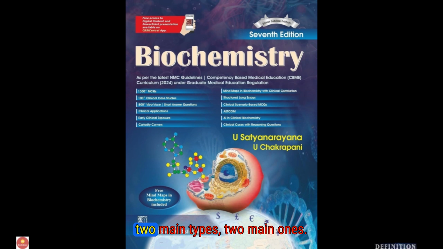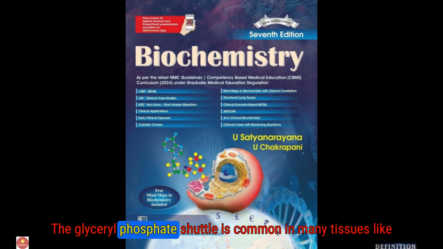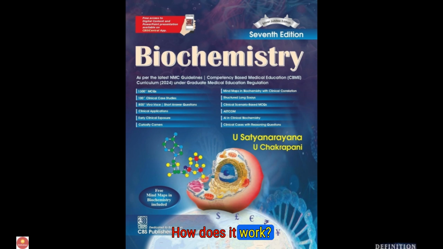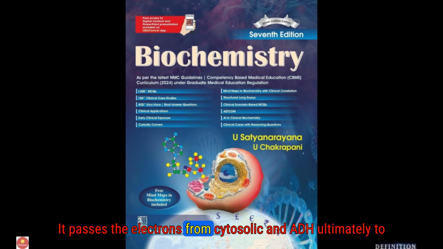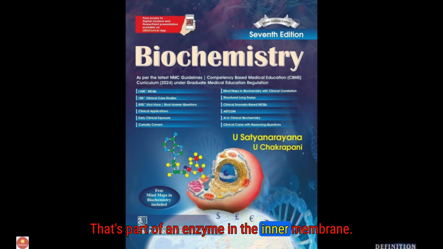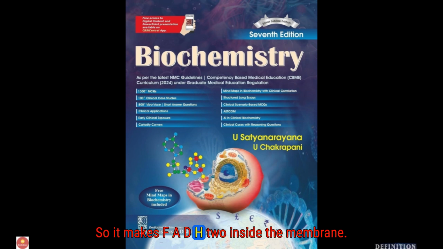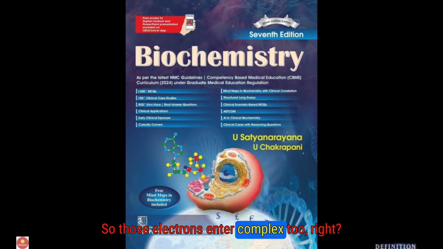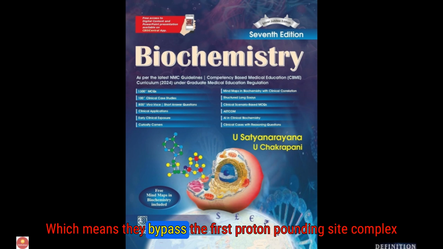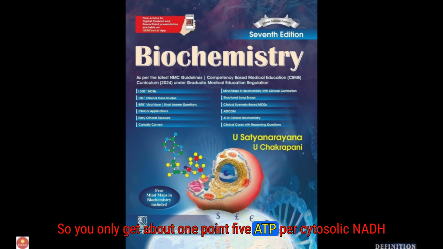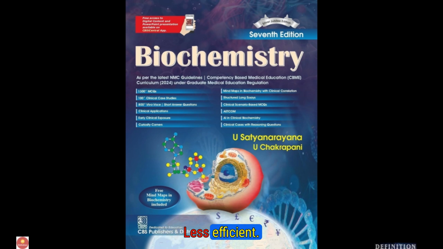Clever. Two main types. Two main ones. The glycerol phosphate shuttle is common in many tissues, like muscle and brain. It's simpler. How does it work? It passes the electrons from cytosolic NADH ultimately to FAD, that's part of an enzyme in the inner membrane. So it makes FADH2 inside the membrane. Ah, FADH2. So those electrons enter complex 2. Right, which means they bypass the first proton pumping site, complex 1. So you only get about 1.5 ATP per cytosolic NADH using this shuttle. Right. Less efficient.